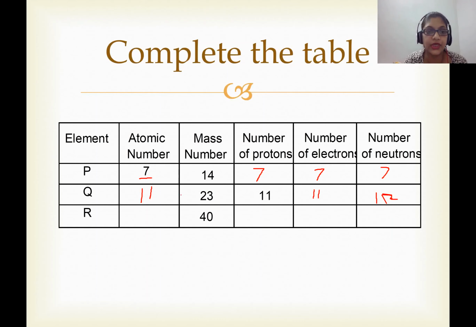Then for R, the mass number is 40. Can we find out what the other particles present are? No, because only the mass number is given, which is the protons and neutrons together. One more characteristic must be given to complete the table, so this data is not correct. We cannot identify the subatomic particles on the basis of one characteristic, which is the mass number. The atomic number or proton number must be given.